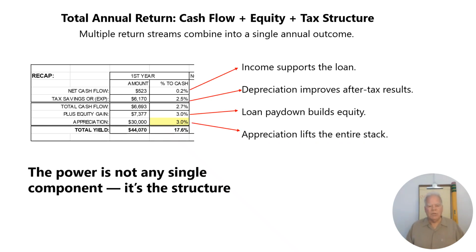Now we can talk about total return, not as one number, but as a structure. There isn't a single source of return here. The result comes from multiple streams working together.